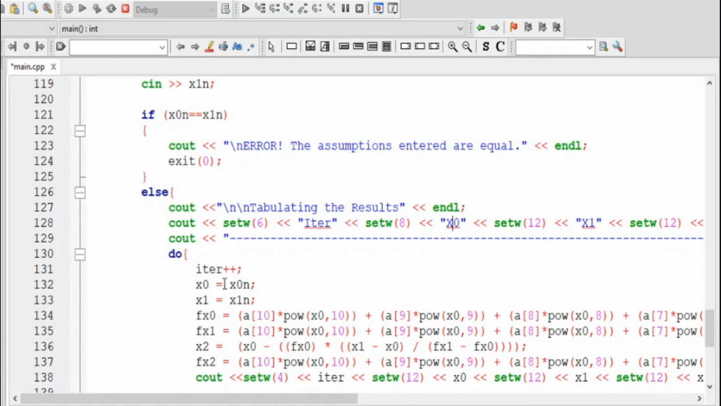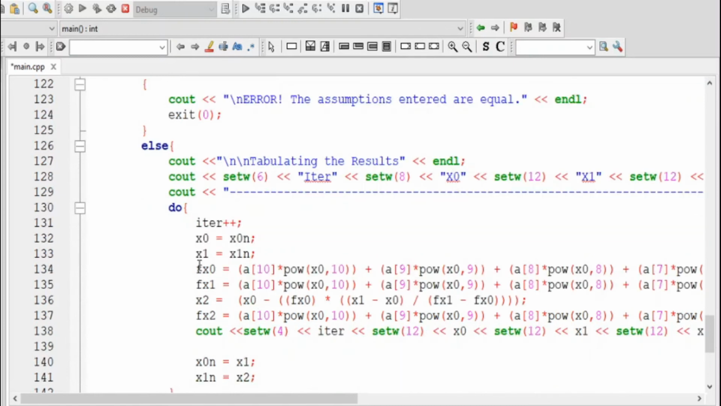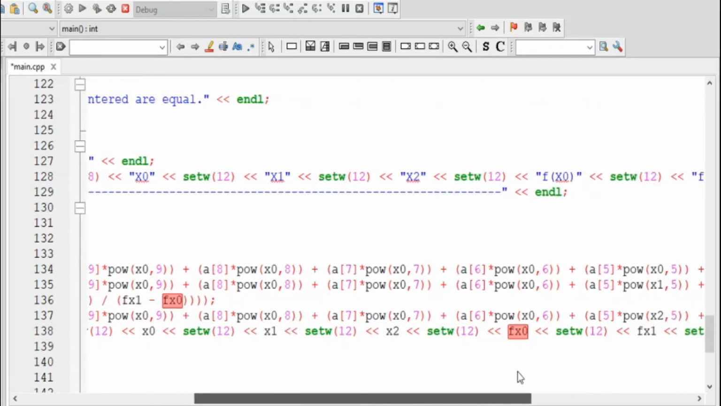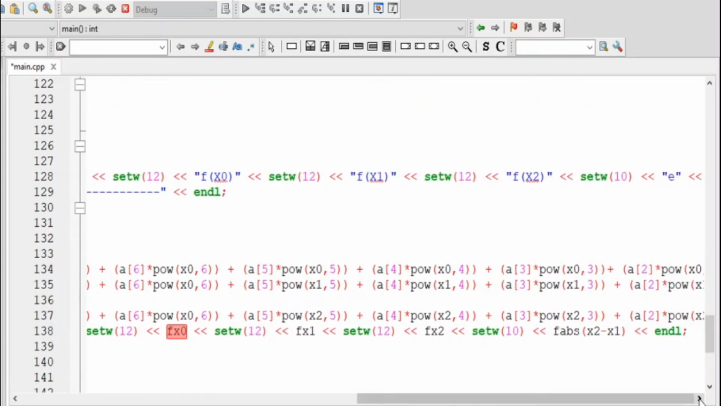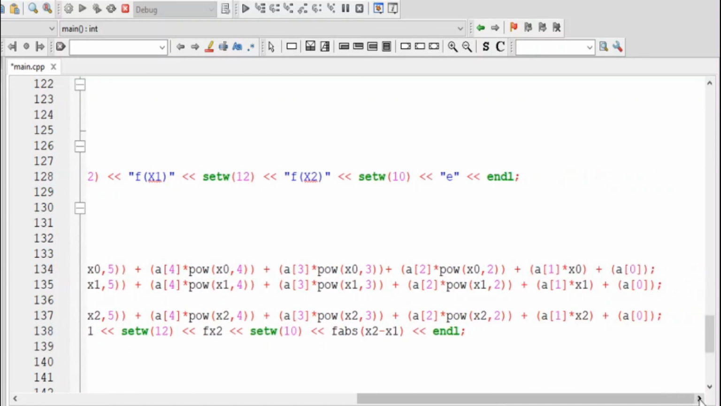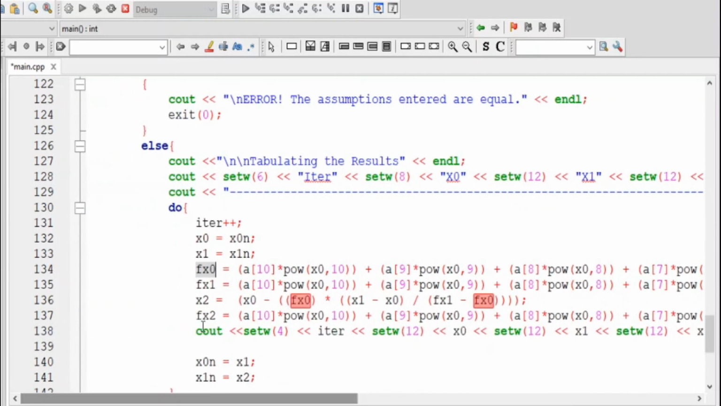Let's set x0 equal to x0n, x sub 1 equal to x1n, and then evaluate f of x0 using this equation, and the same will be performed for x sub 1. X sub 2 can then be computed by x sub 0 minus f of x sub 0 times (x1 minus x0) divided by the function f of x1 minus f of x0.